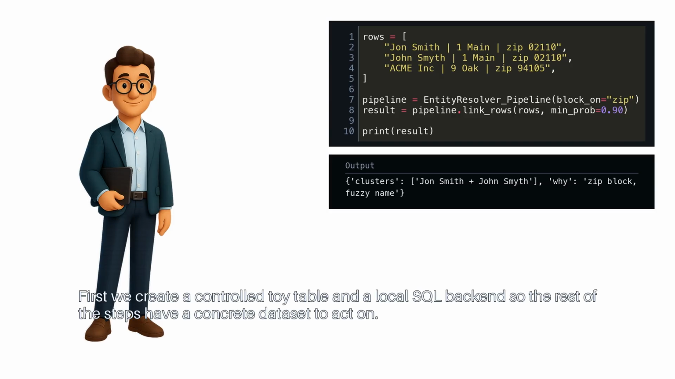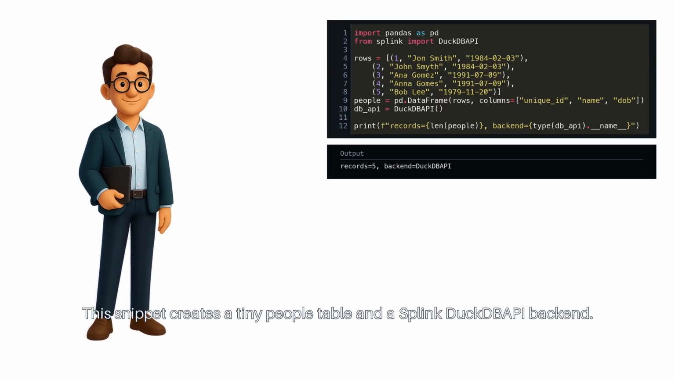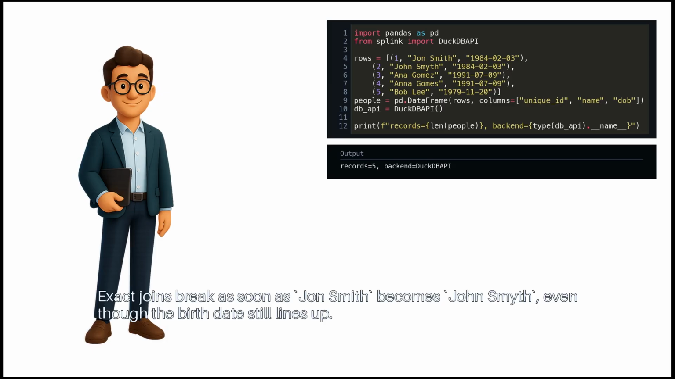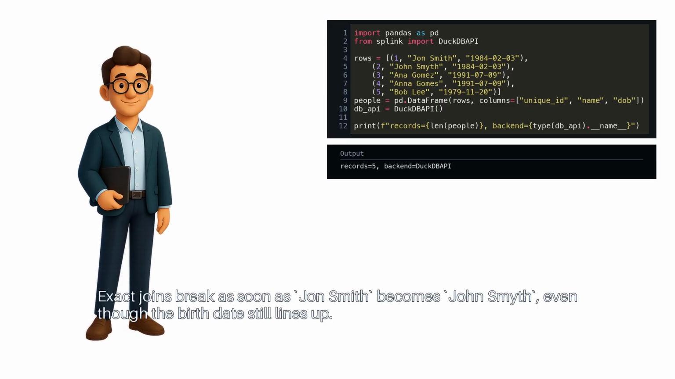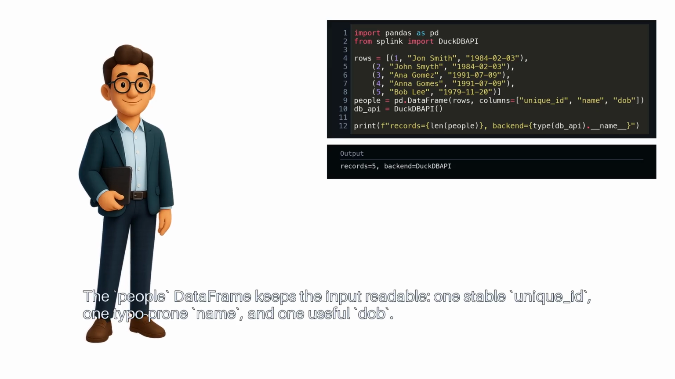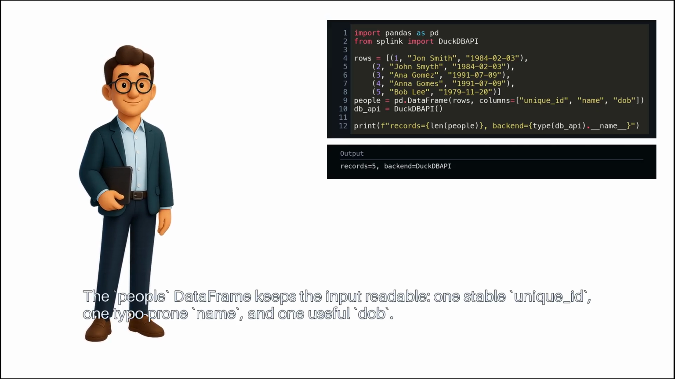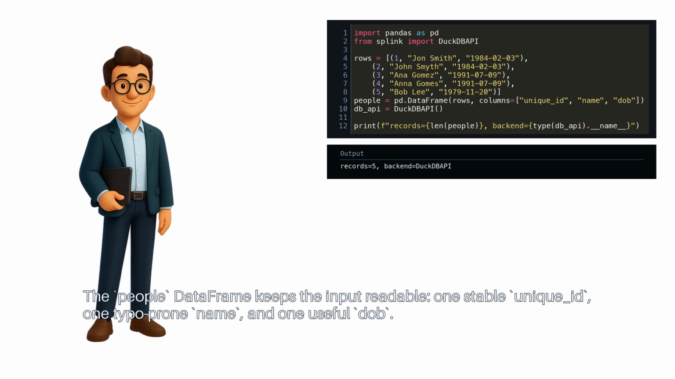First, we create a controlled toy table and a local SQL backend, so the rest of the steps have a concrete dataset to act on. This snippet creates a tiny people table and a Splink DuckDB API backend. Exact joins break as soon as John Smith becomes John Smythe, even though the birth date still lines up. The people data frame keeps the input readable. One stable unique ID, one typo-prone name, and one useful DOB.